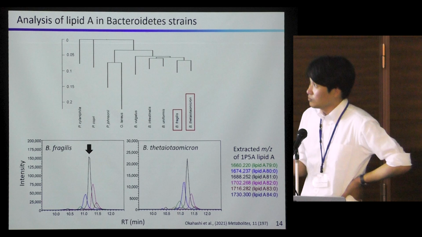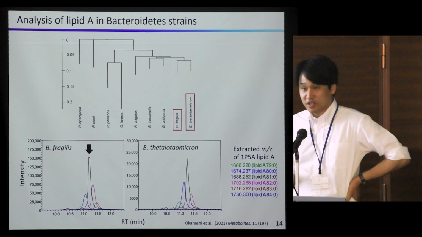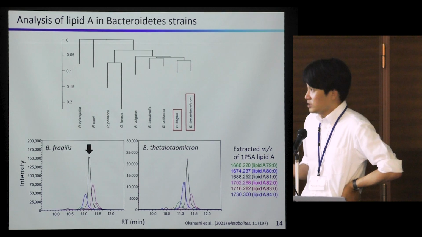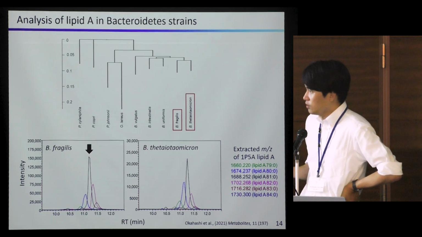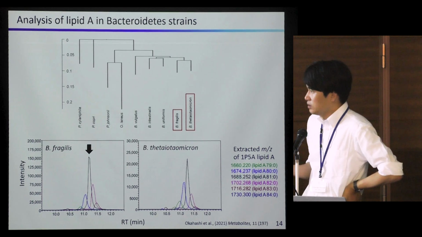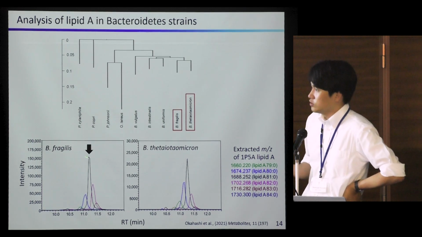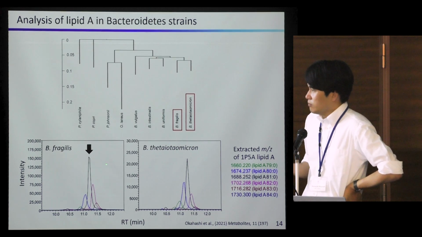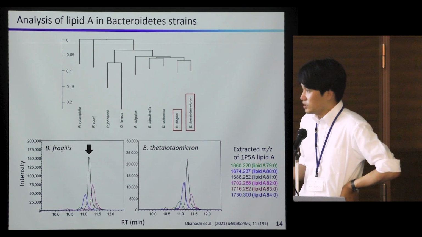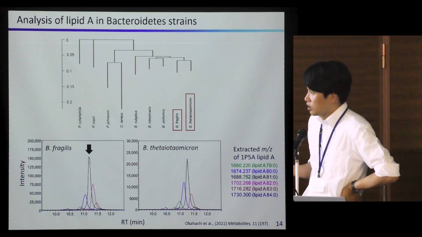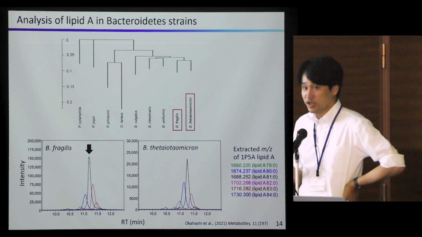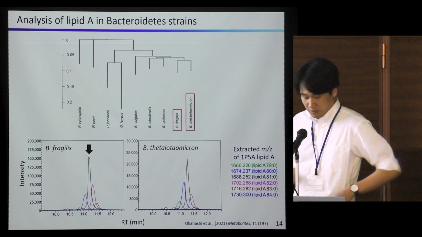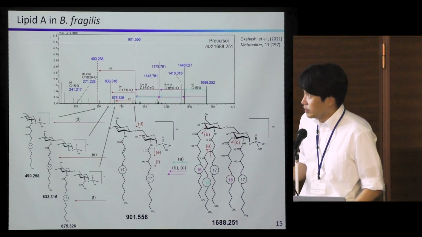Okay. Then we analyzed the cultured bacteria shown here. Previous studies show that Bacteroides fragilis has a monophospho-pentaacylated lipidome, and we successfully found this one. This is the previously known structure of mass. But surprisingly, there are many other peaks around here, and these have a 14 Dalton mass gap. So this may reflect heterogeneity of the acyl chains. So I tried to estimate the structures.